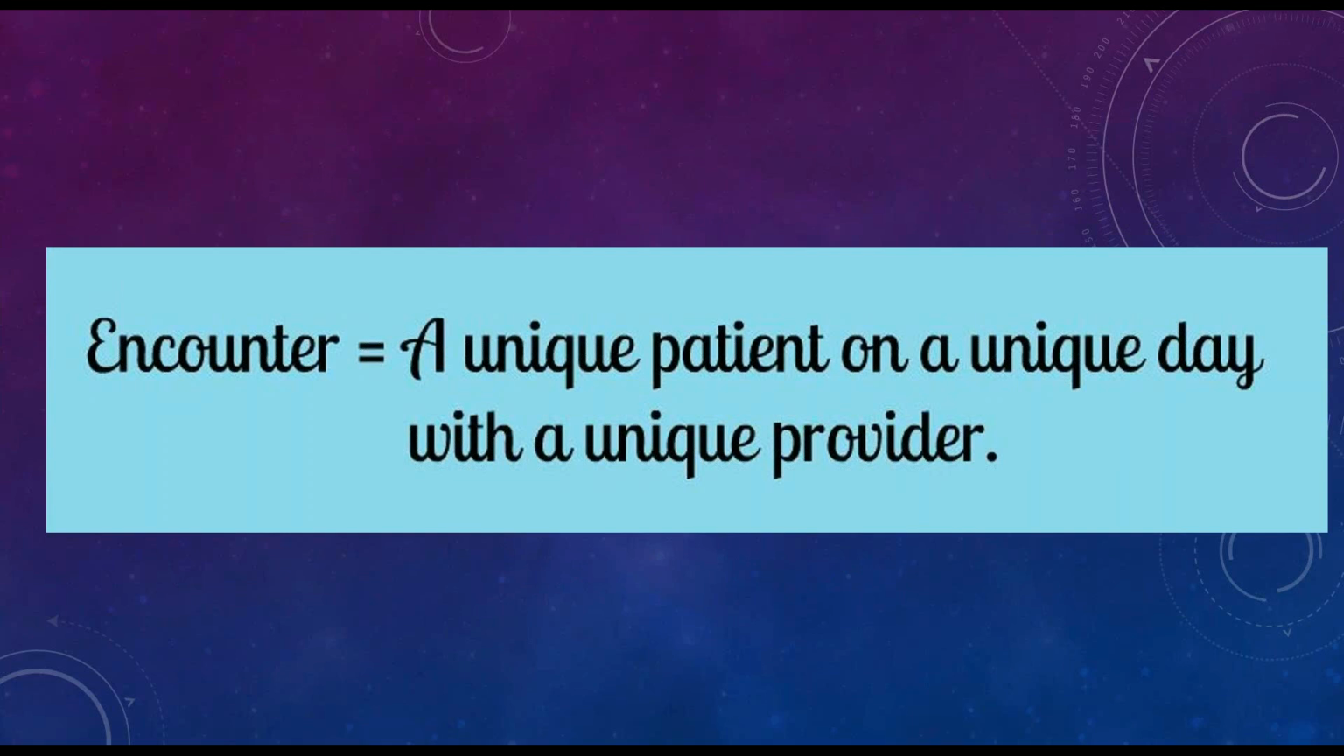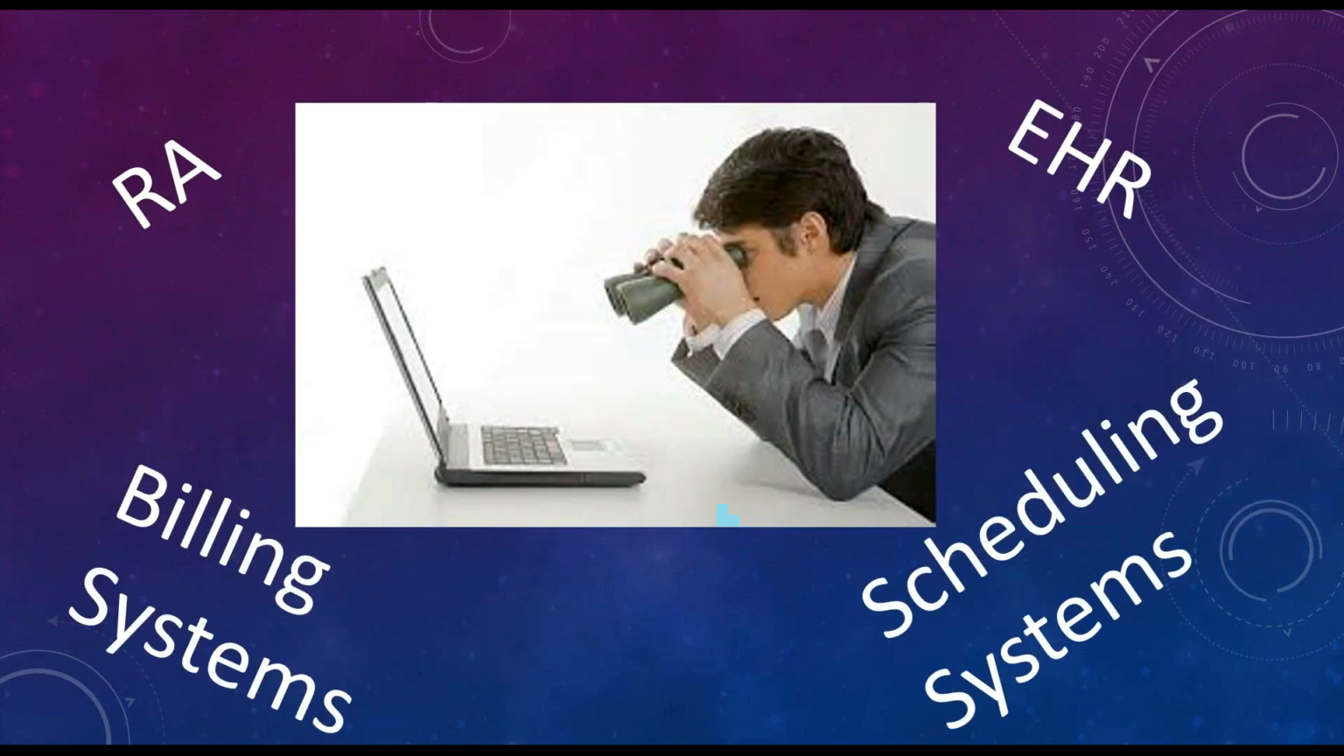An encounter is one patient per provider per day. You could have multiple claims for one encounter. For example, you might see a patient for a checkup and have a claim for a physical, a claim for lab work, and one for a flu shot. That's 3 claims, but it's only one encounter. So be sure you're reporting encounters and not claims.